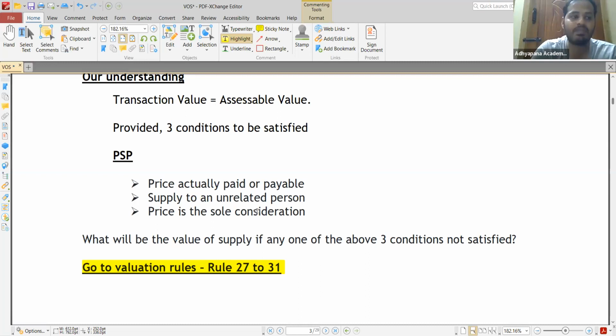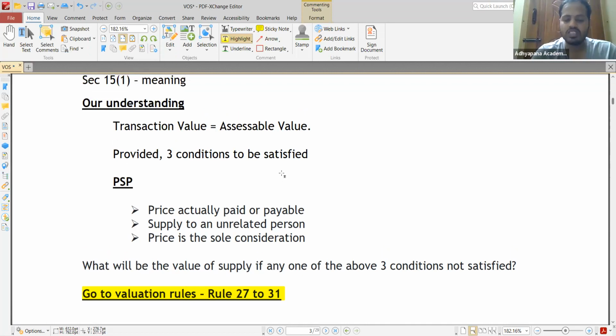If I'm making a supply to a related person, then transaction value is not equal to assessable value because it's a related person transaction. Clear? When transaction value is not equal to assessable value, then you have to jump to the valuation rules. Clear? So now tell me, what does section 15(1) say? It says transaction value is equal to assessable value provided three conditions are satisfied.